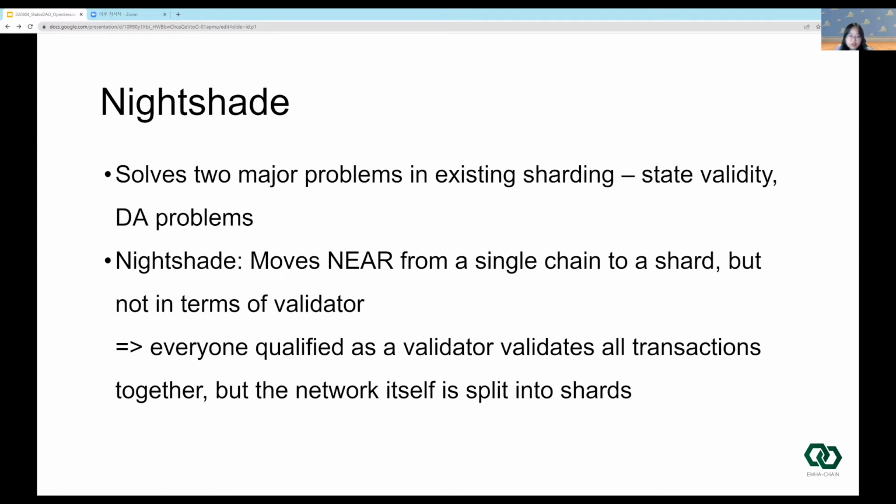Nightshade moves NEAR from a single chain blockchain to shards in terms of design or state, but not in terms of validator responsibility. This means that everyone qualified as a validator validates all the transactions together, but the network itself is split into shards.